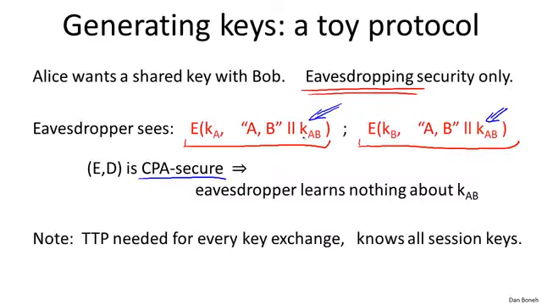Now let's think about the TTP for a minute. First of all, you notice that the TTP is needed for every single key exchange. Basically, Alice and Bob simply cannot do key exchange unless the TTP is online and available to help them do that. And the other property of this protocol is that, in fact, the TTP knows all the session keys. So if somehow the TTP is corrupt, or maybe it's broken into, then an attacker can very easily steal all the secret keys that have been exchanged between every user of the system. This is why this TTP is called a trusted third party, because essentially it knows all the session keys that have been generated in the system.